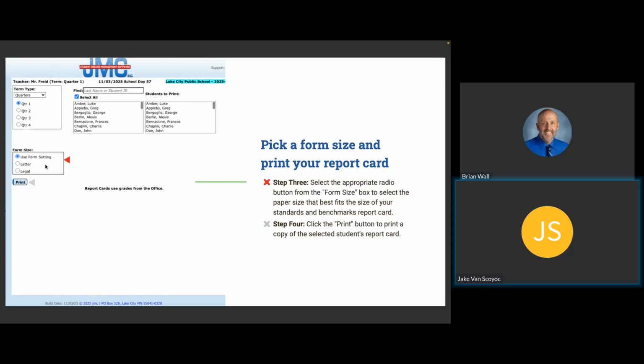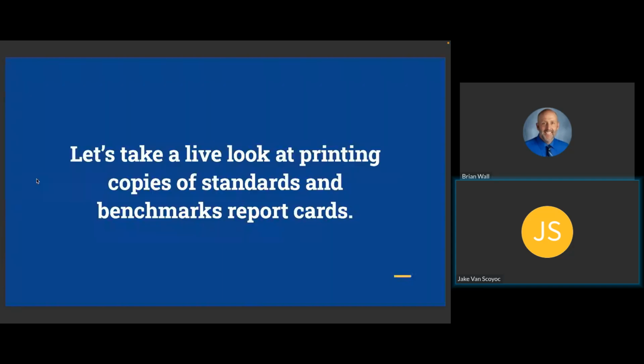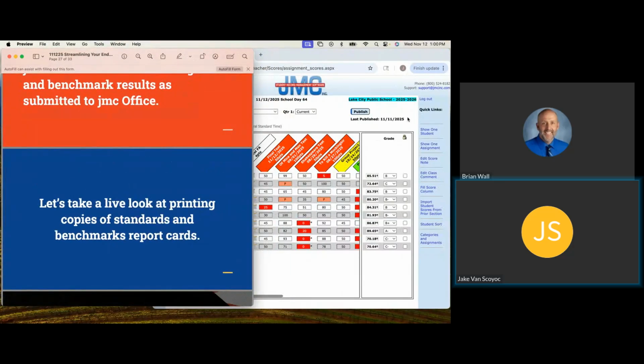And then step four, you can click the print button to print a copy of the selected student's report card, or you can create a PDF file and save it to your computer as well. So fun fact, again, report cards printed in JMC Teacher reflect the final grades and benchmark results as submitted to JMC Office. So let's take a live look at printing copies of standards and benchmarks report cards in JMC Teacher.